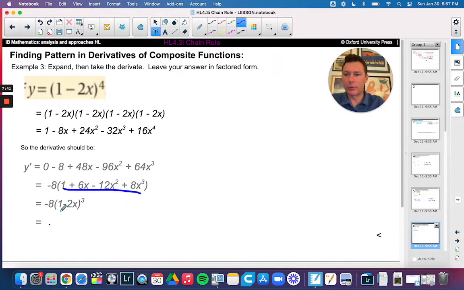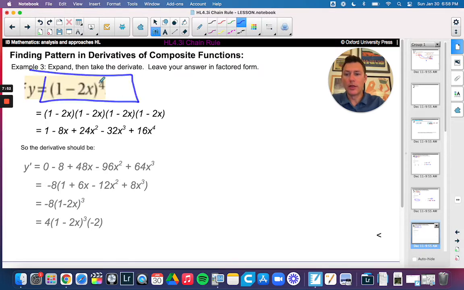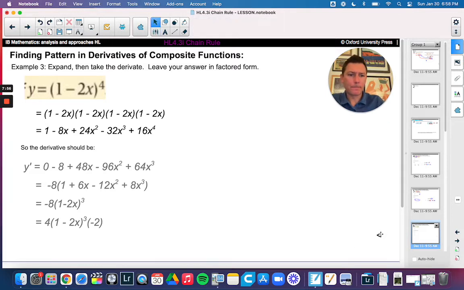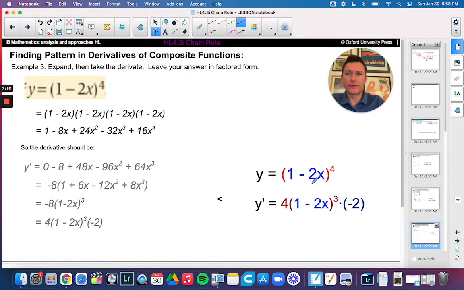So this boils down to this. And we can break that 8 up also into a 4 and a -2. So I just want to show you that if you were using the chain rule, you'd say this should be, well, like this. Here's the original. We'd multiply this 4 in front. We'd drop this 3 down. You'd leave the inside intact. And then you'd multiply by the derivative of the inside, -2. Voila. And lo and behold, it works.